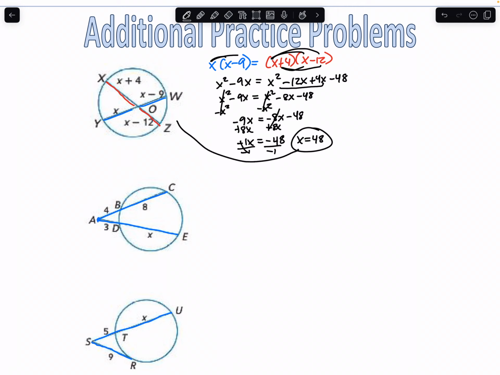I can plug this back inside if I wanted to find the length of any one of those segments, right? YO is 48. I can plug it into XO, OW, or OZ, and I can find all four lengths if I'm interested in that. For this next scenario, notice how they intersect on the outside.